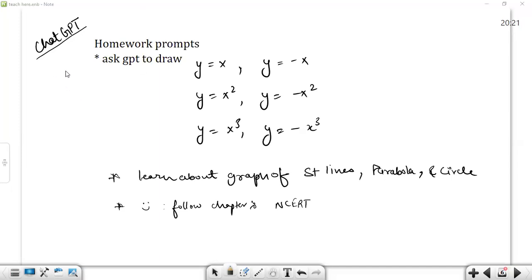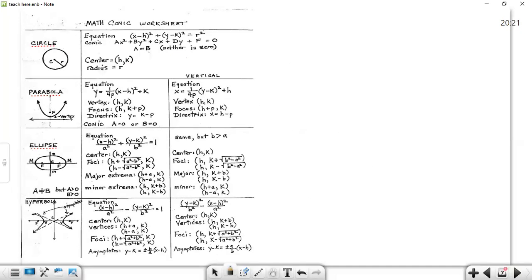Okay, no problem. You just have to go on ChatGPT and ask it to draw y is equals to x, y is equals to minus of x, y is equals to x square, and minus of x square. All these curves, and observe how they are drawn, because they will be useful when you will be tracing the curves. While solving questions, they'll help you. And also learn about the graph of straight lines, parabola, and circle. Follow chapters and CRT also sometimes. I'm also going to explain straight line, parabola, and circle to you.